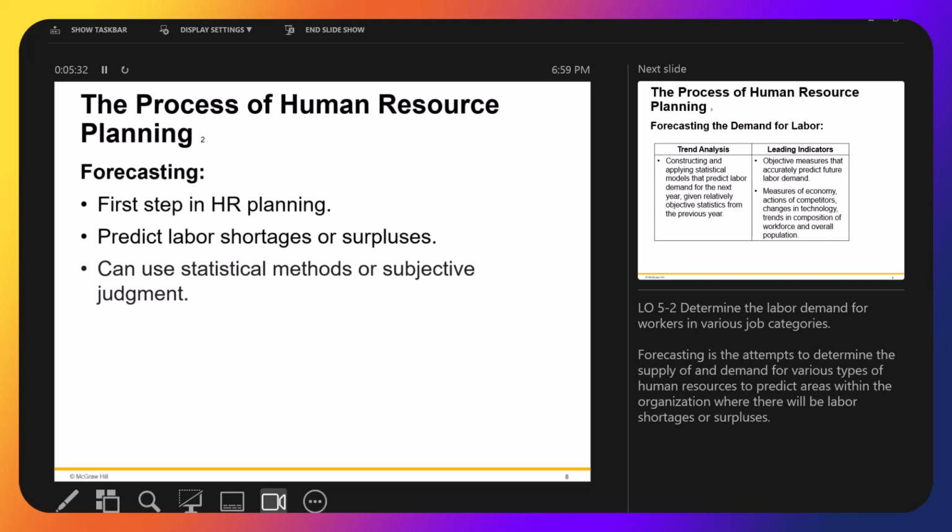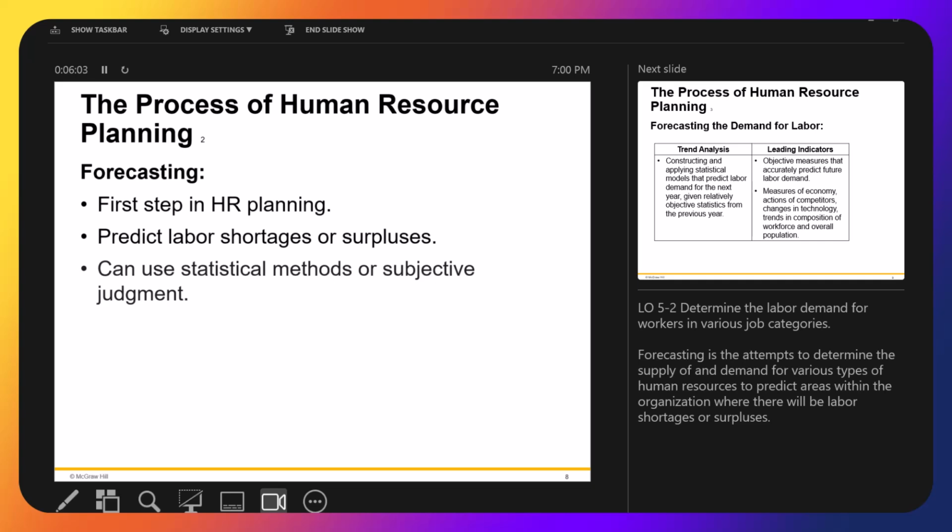The process of human resource planning. Forecasting. The first step in HR planning is to forecast. It predicts labor shortages and surpluses. You can use statistical methods or subjective judgment. So this is about forecasting: what is it you think you need? It can't be a gut instinct. You actually have to use data and intelligence and talk to people in an interview to figure this out.